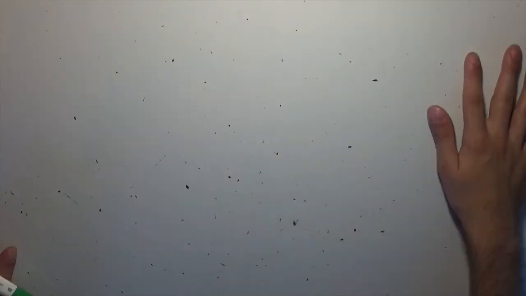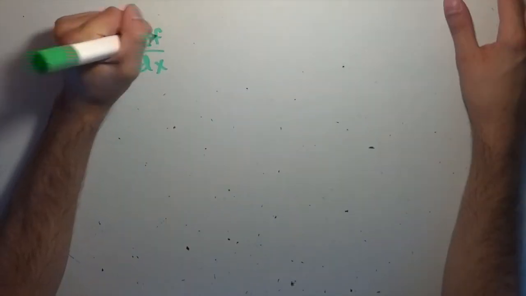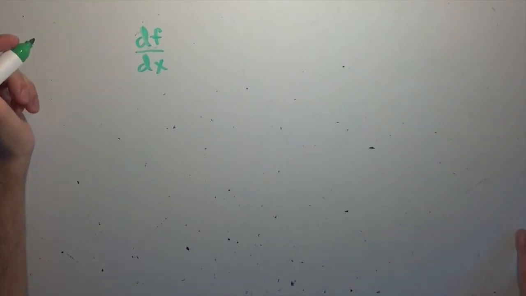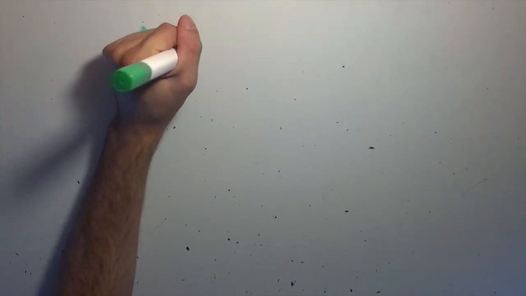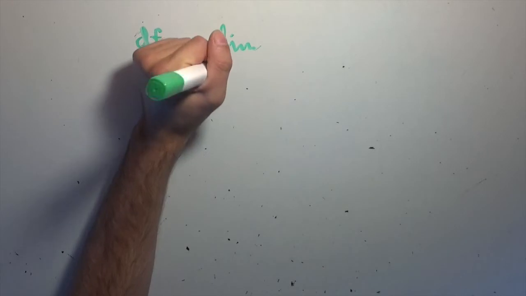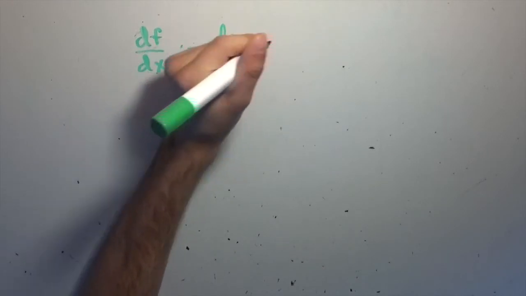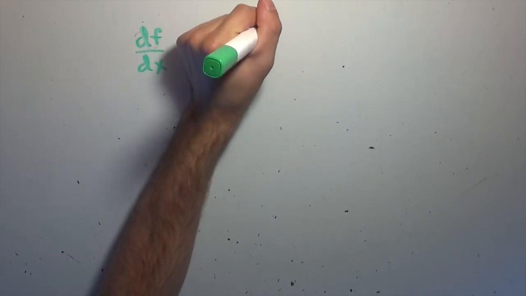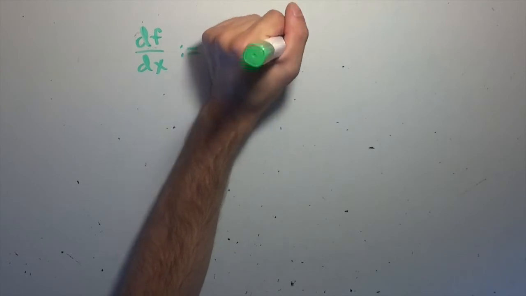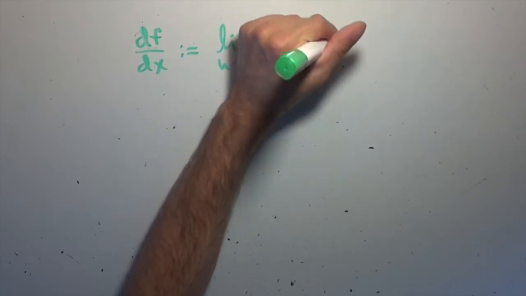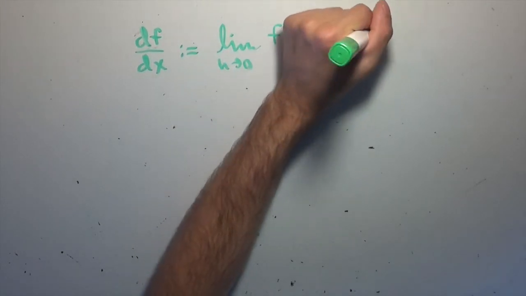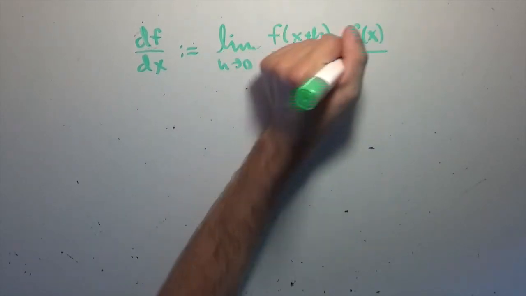So let's do it. Alright, so let's simply recall the derivative of the function f as a function of x is by definition the limit as h goes to 0 of the difference quotient, right? f of x plus h minus f of x, all divided by h.